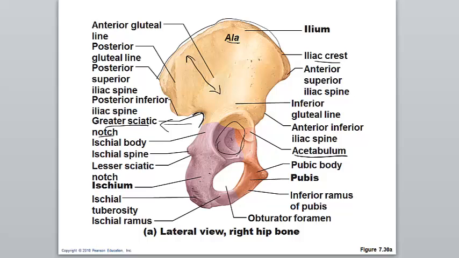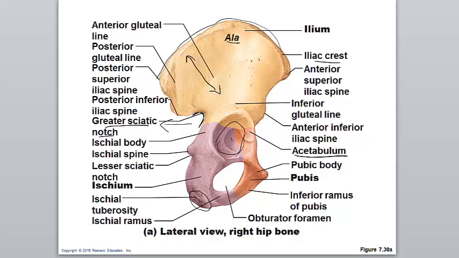I said it is inferior posteriorly located, so it's right over here. This rough area that you see is the ischial tuberosity, and this is actually where you sit on. Sometimes if you sit for too long, this hurts, right? This is because this tuberosity is pressing against the soft tissue of your gluteus maximus and minimus. So that's your ischial tuberosity.